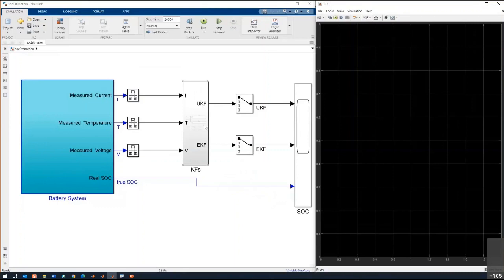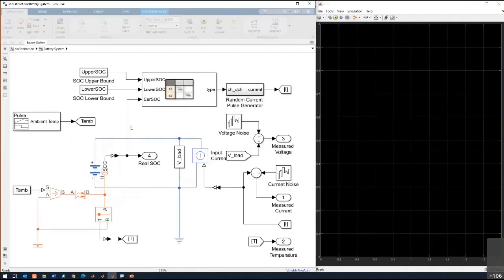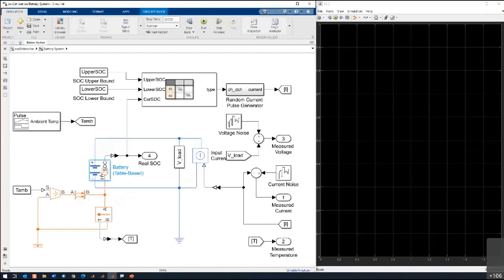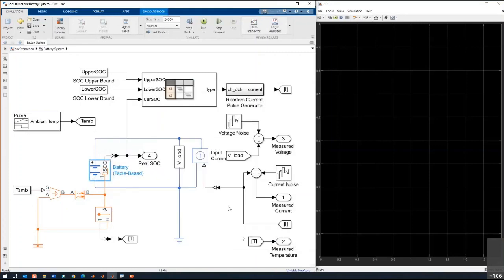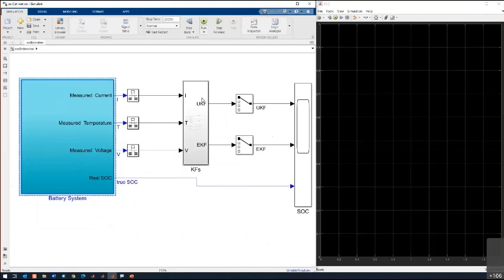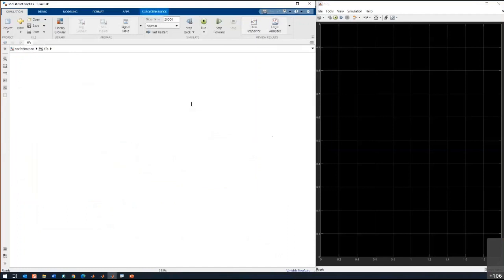Basically, you typically don't need different versions of a Kalman filter in one system. This is just an example to compare two different kinds of Kalman filters, in this case, two nonlinear Kalman filters, the extended and the unscented Kalman filter. So here's what I'm doing in this example. I am charging and discharging my cell. This is identical to the one that we saw before, right? The same battery cell of the first example.